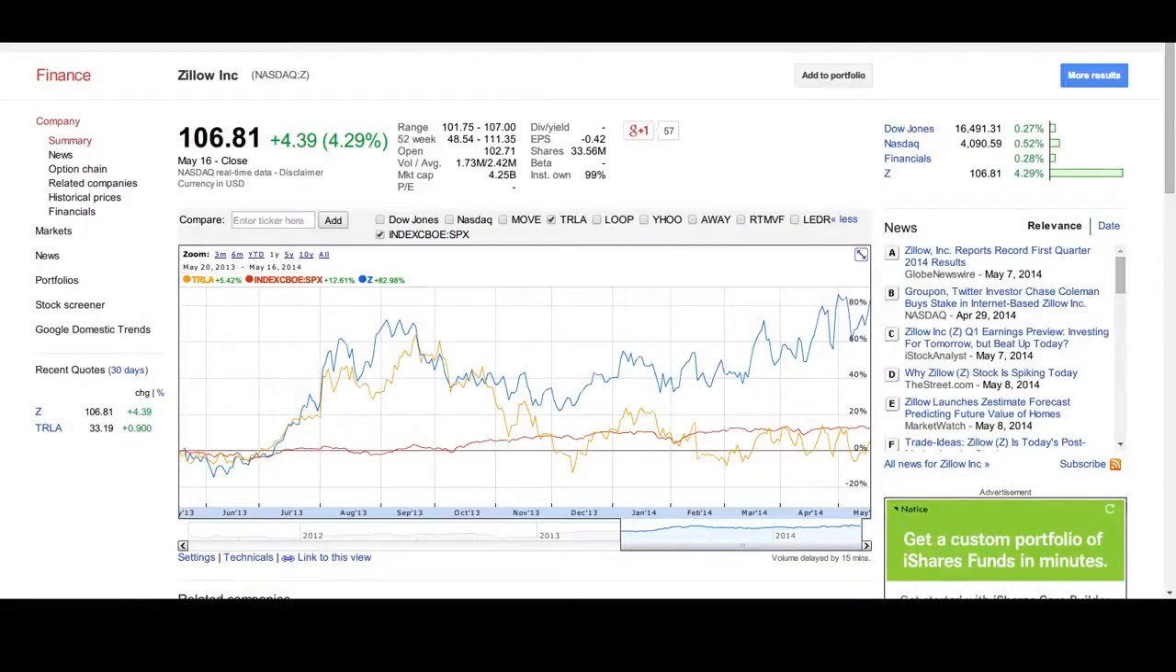In the next few minutes I will show you a simple but, in my opinion, powerful example of what web scraping can do for investment analysis. Zillow, pretty famous company, as you can see, had quite a run over the last year, outperforming both the S&P and Trulia pretty dramatically.